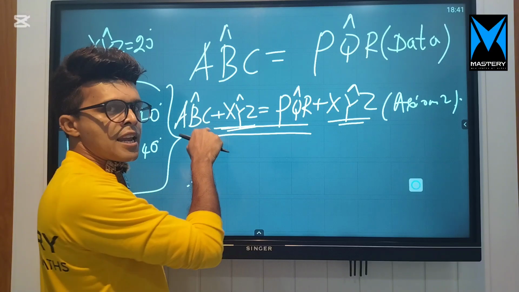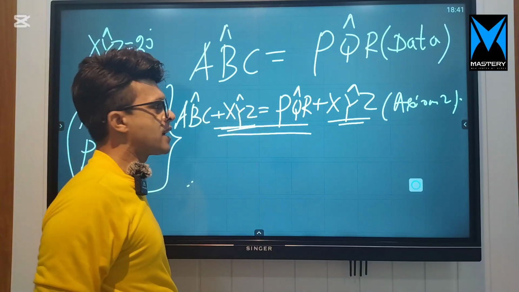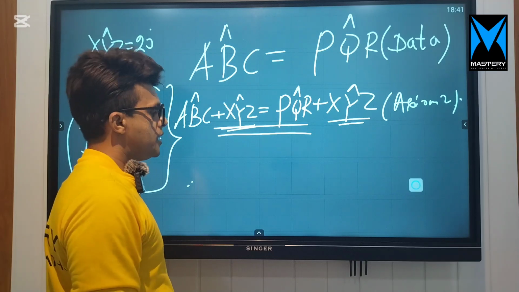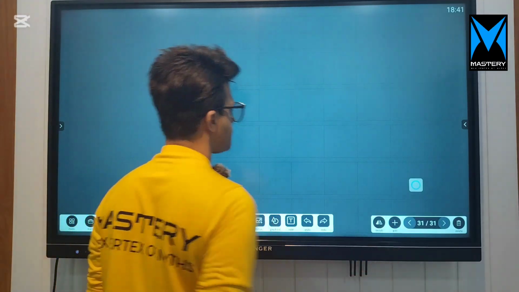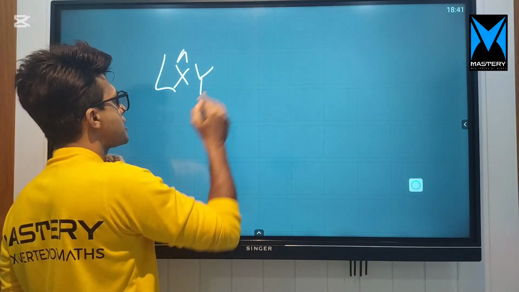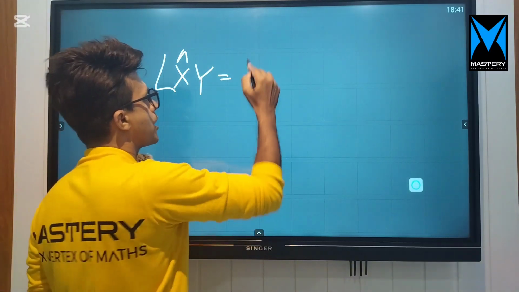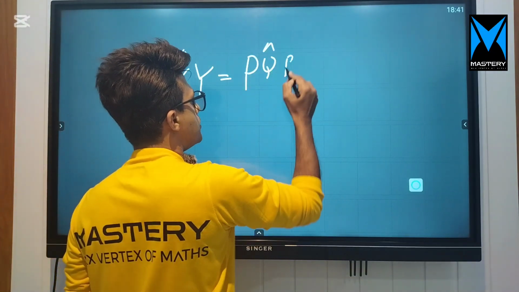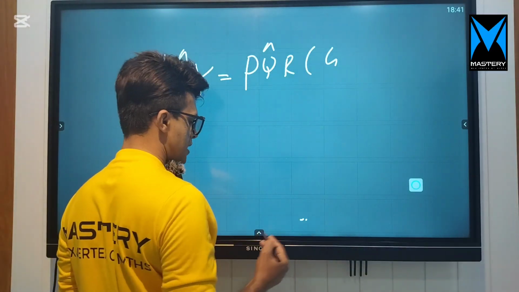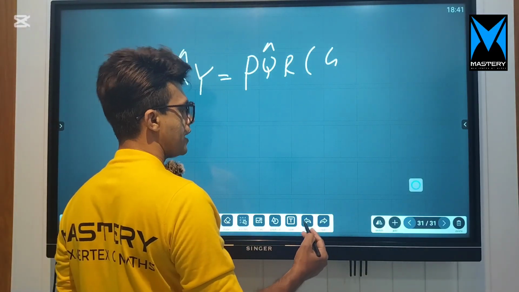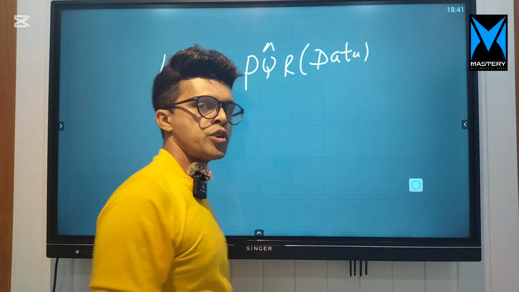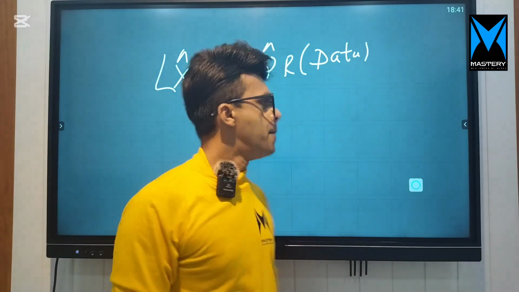So, therefore, angle ABC plus angle XYZ equals angle PQR plus angle XYZ. Angle LXY equals angle PQR. This is given, or data. I'll write the data. Every time in this lesson, you need to write the reason, right?